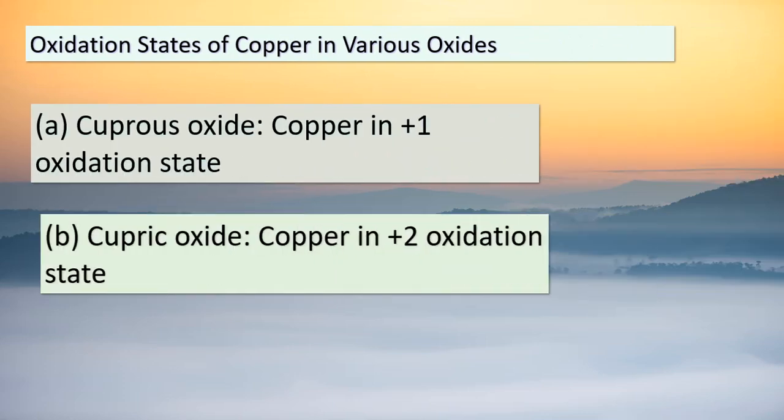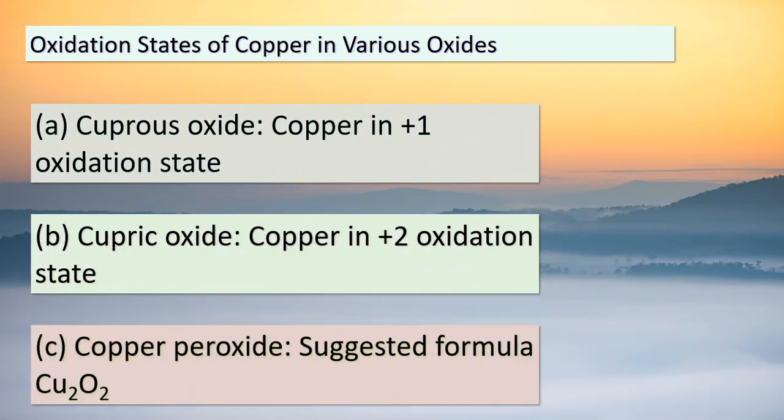Welcome back, students. Today, we're delving into the fascinating world of copper oxidation states in different oxide compounds. Let's begin with cuprous oxide, denoted as Cu2O. In this compound, copper takes on an oxidation state of +1. Moving on to cupric oxide, with the formula CuO, we find copper in an oxidation state of +2.